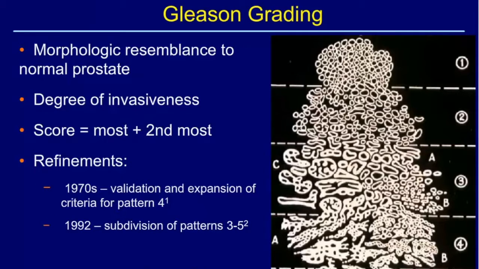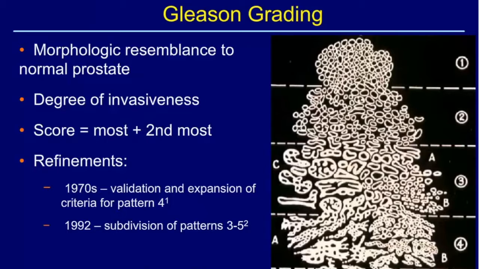It's been 50 years now since Don Gleason described the Gleason grading system back in the mid-60s. Since then, we've got a plethora of data to show how it works, how relevant it is, and also its limitations. What Don Gleason was trying to convey with his grading system was two major components that indicate a tumor's aggressiveness. One is its degree of invasiveness, and the other is its morphologic resemblance to normal prostate.